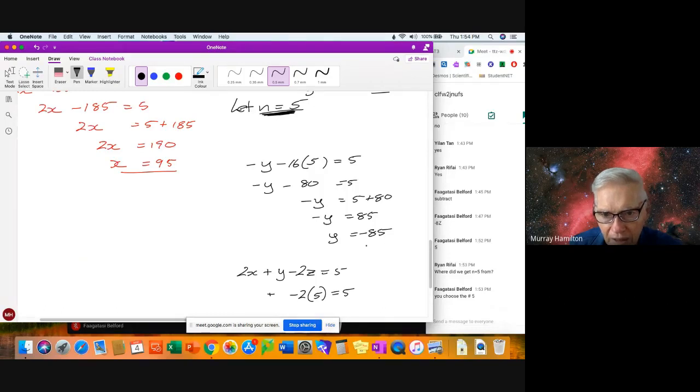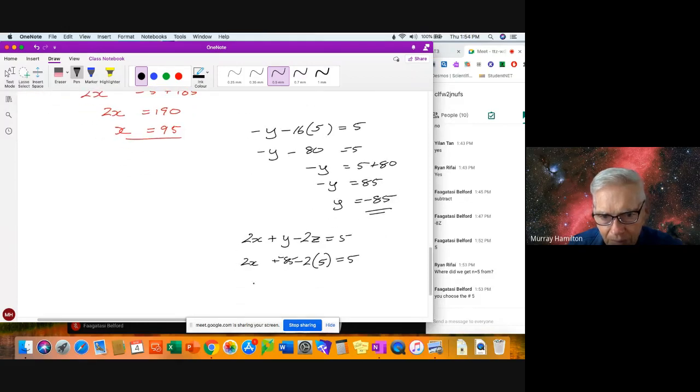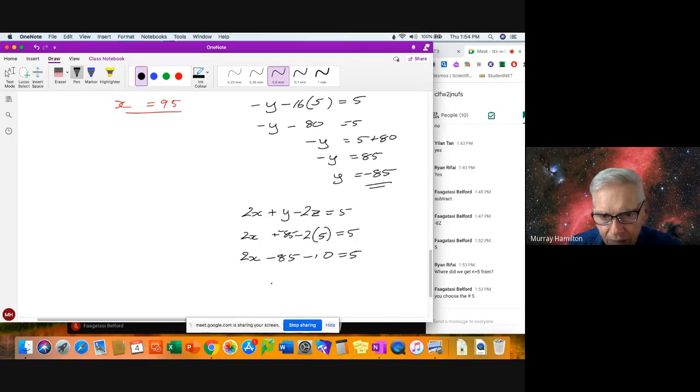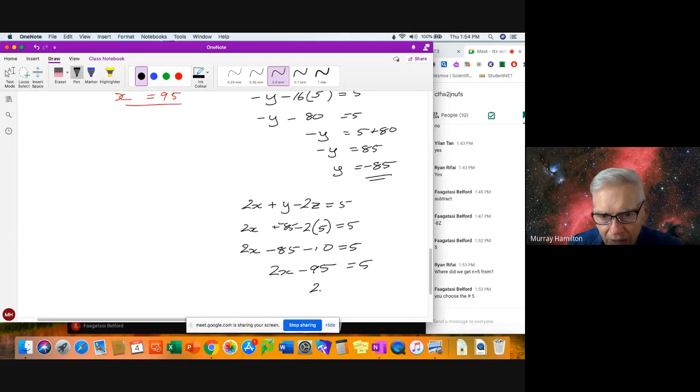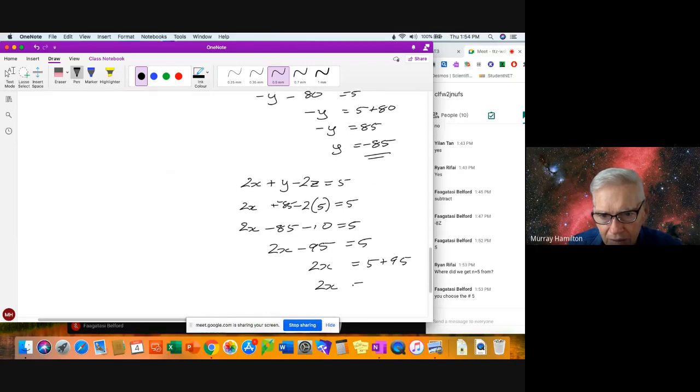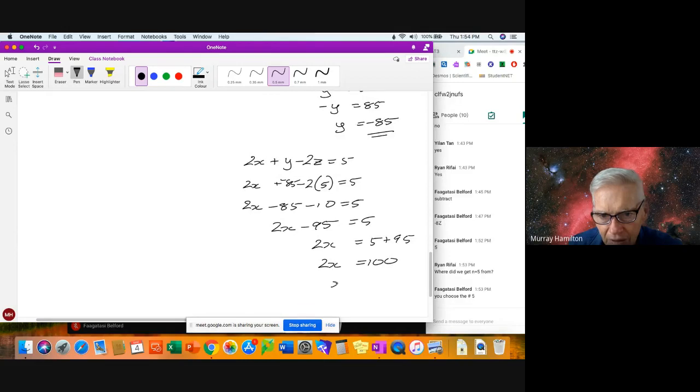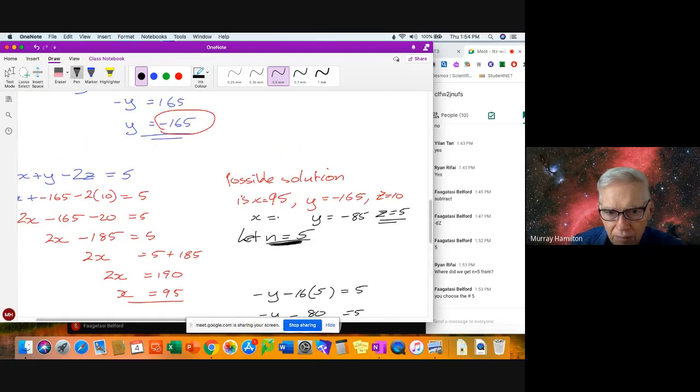Instead of the number y, I'm going to write negative 85. So we got 2x minus 85 minus 10 equals 5. That comes to 95. Add the 95 to the other side. 2x equals 100. So x equals half of 100, which is 50. So we have got 2 solutions now. There are an infinite number of solutions depending on what you choose for n or z.